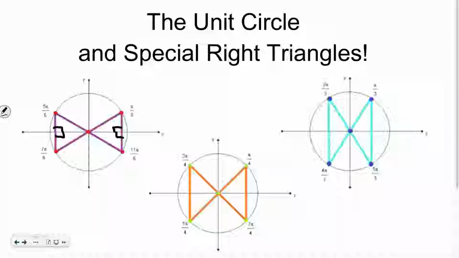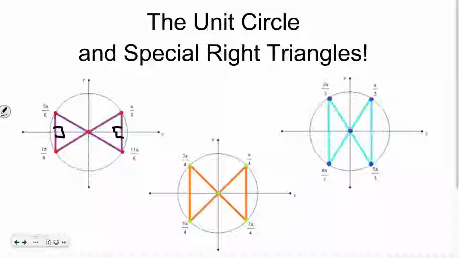Now this is probably hard for you to see at the back, but this says pi over 6, 5 pi over 6, 7 pi over 6, 11 pi over 6. So this is the pi over 6 family, which pi over 6 is 30 degrees, right? So this is an example where 30 degrees is at the origin and the right angle is at the x-axis. Okay. Now, I call these shapes butterflies.